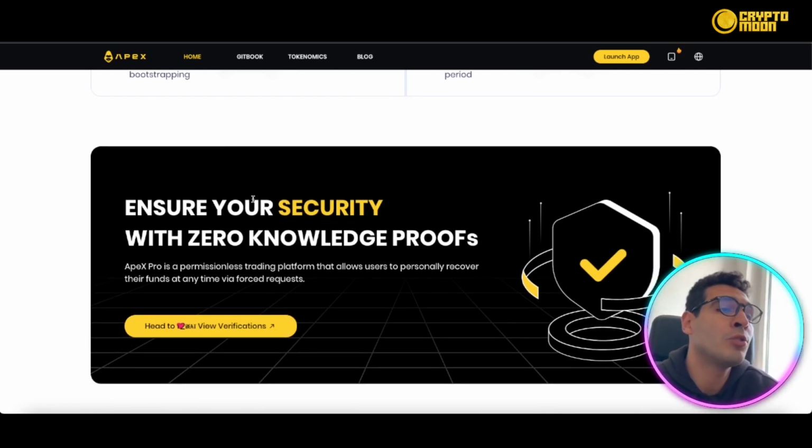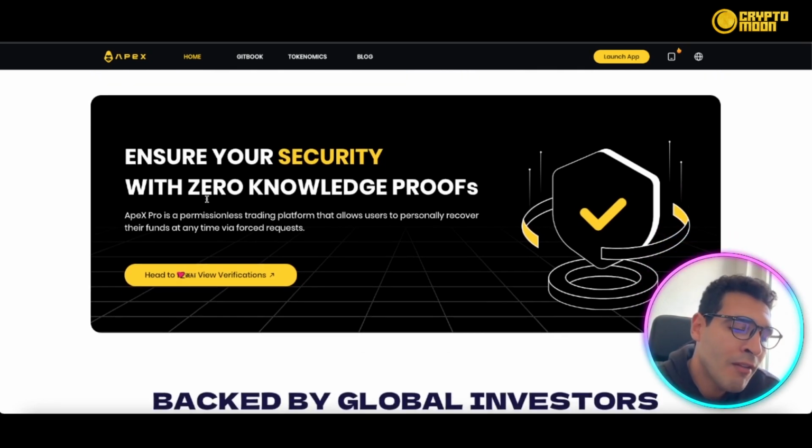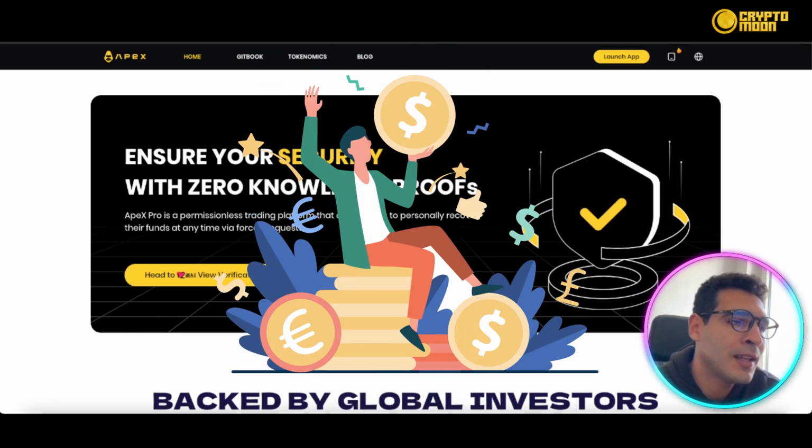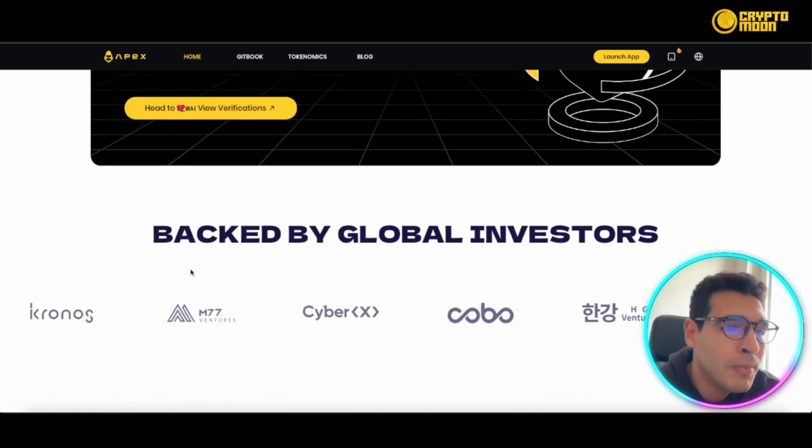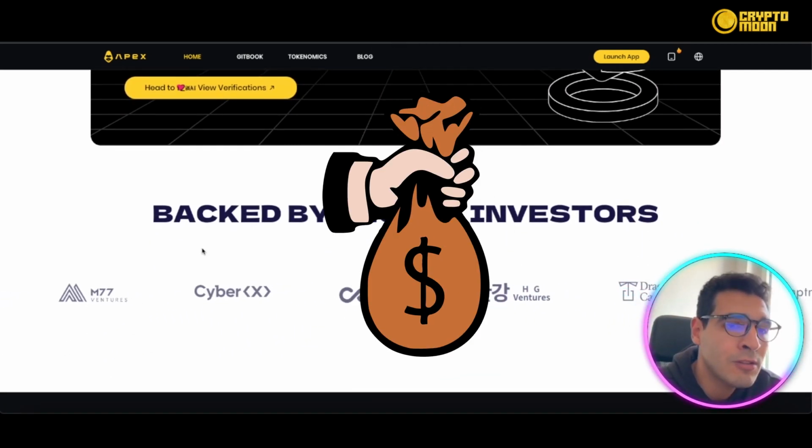Here you can ensure your security with zero knowledge proofs. You will have peace of mind, or at least you can rest assured that the security funds are in place. ApeX Pro is a permissionless trading platform that allows users to personally recover their funds at any time via forced requests. Here you can head to the verification page to understand it more, but let's dive into the global investors they are dealing with.